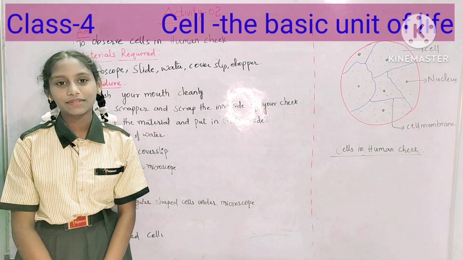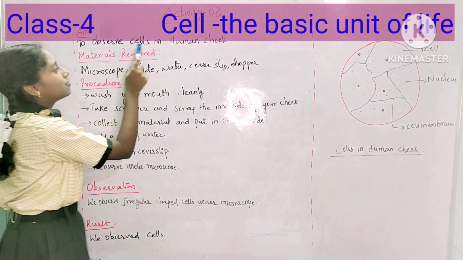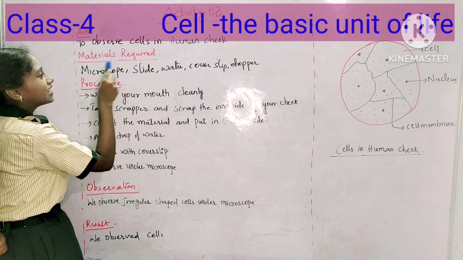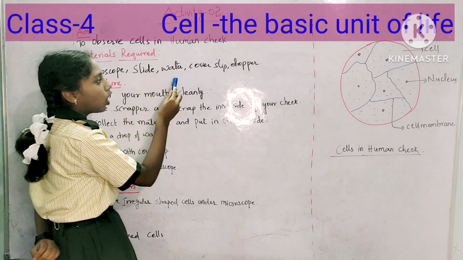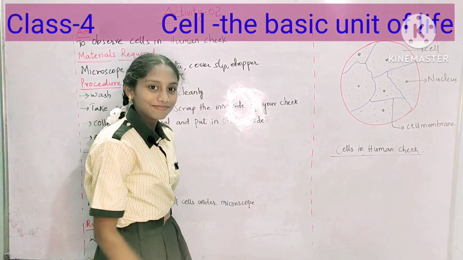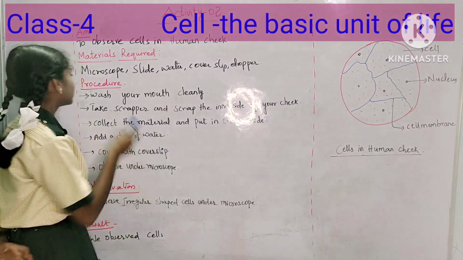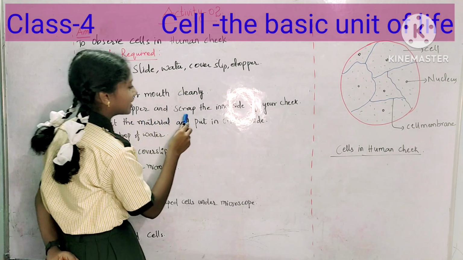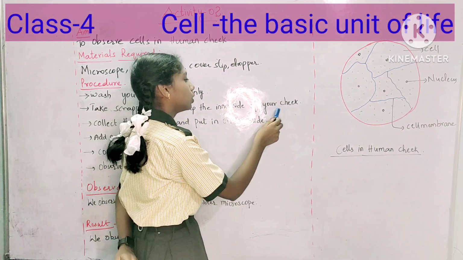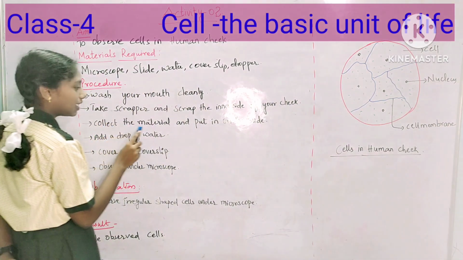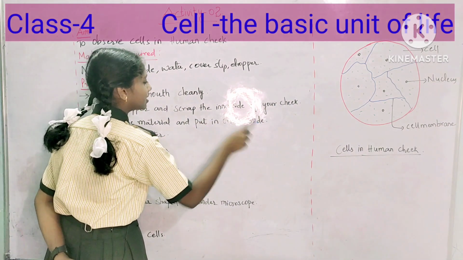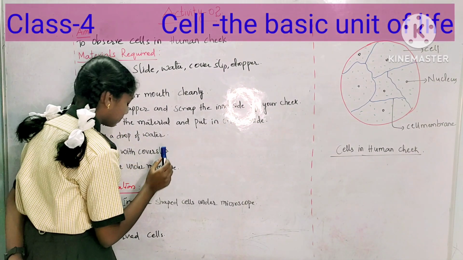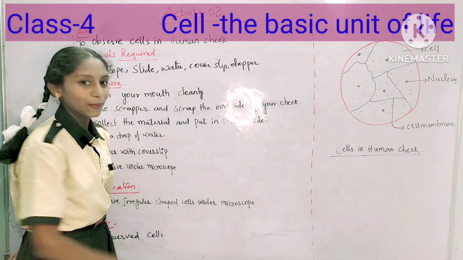Hello friends, activity number 2. Aim: to observe cells in the human cheek. Materials required: microscope, slide, water, cover slip, dropper. Let's see the procedure. Wash your mouth cleanly. Take a scraper and scrape the inner side of your cheek. Collect the material and put it on the slide. Add a drop of water. Cover with a cover slip. Observe under the microscope.